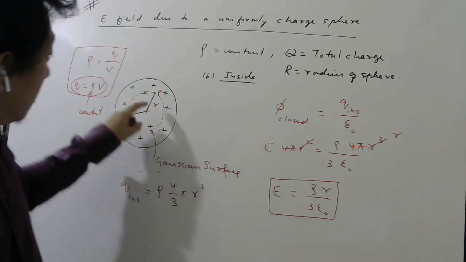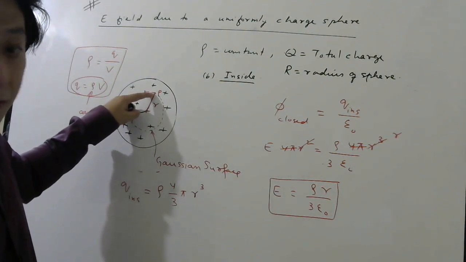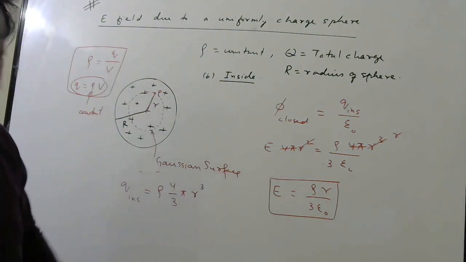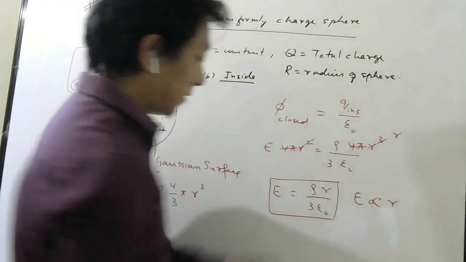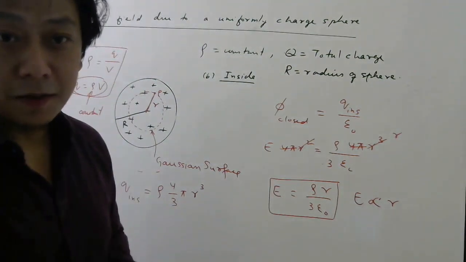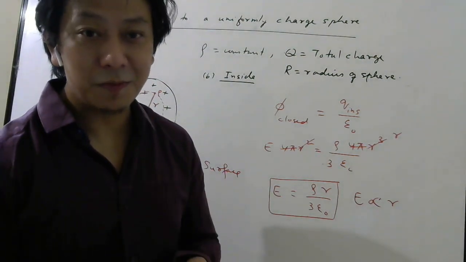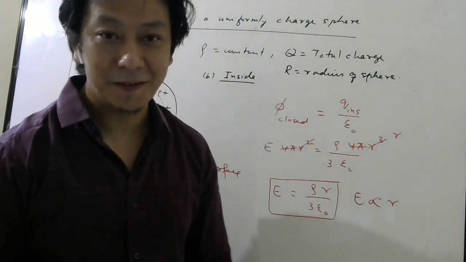So r is the distance of the observation point from the center of the sphere. If you notice, it is very clear that E is proportional to r because rho is constant. So very interesting. Now it is not inversely proportional, it is directly proportional.